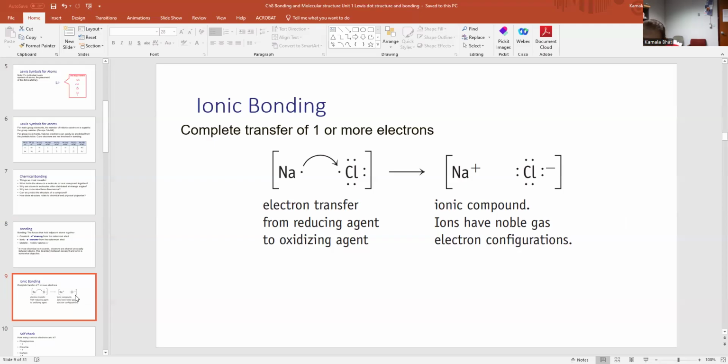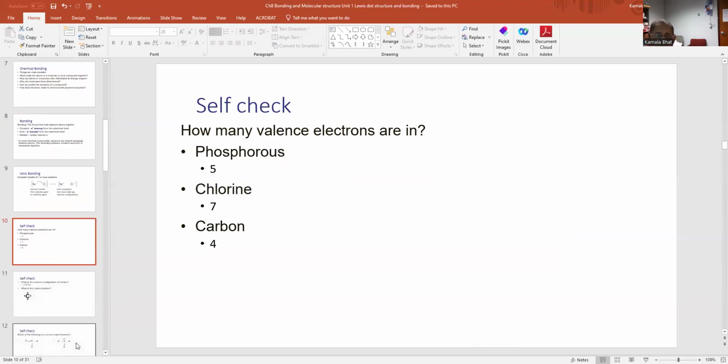Furthermore, since every element tries to complete its octet or reach a noble gas electronic configuration, that means ns2 np6 is filled, you will find that a cation has the inert gas structure that is before it, while an anion will have the inert gas or noble gas structure following it.